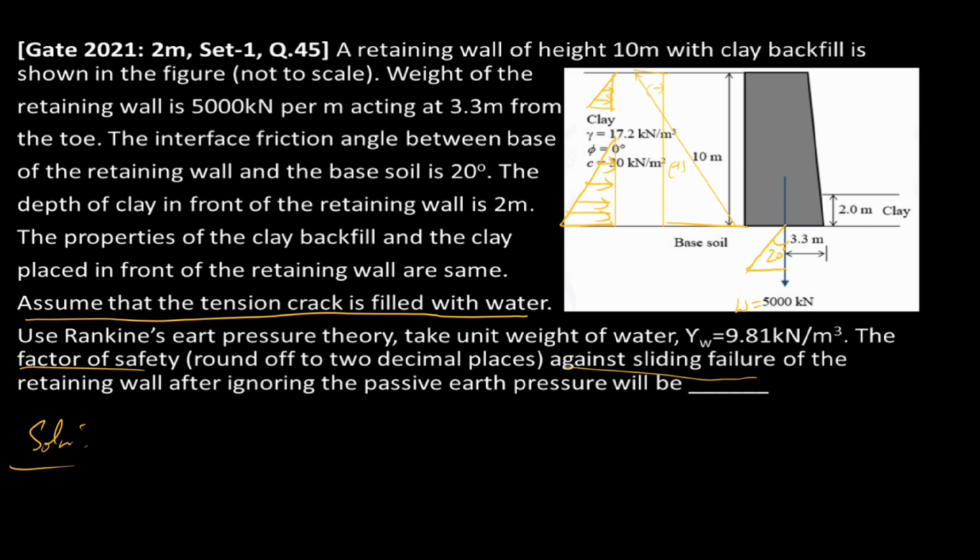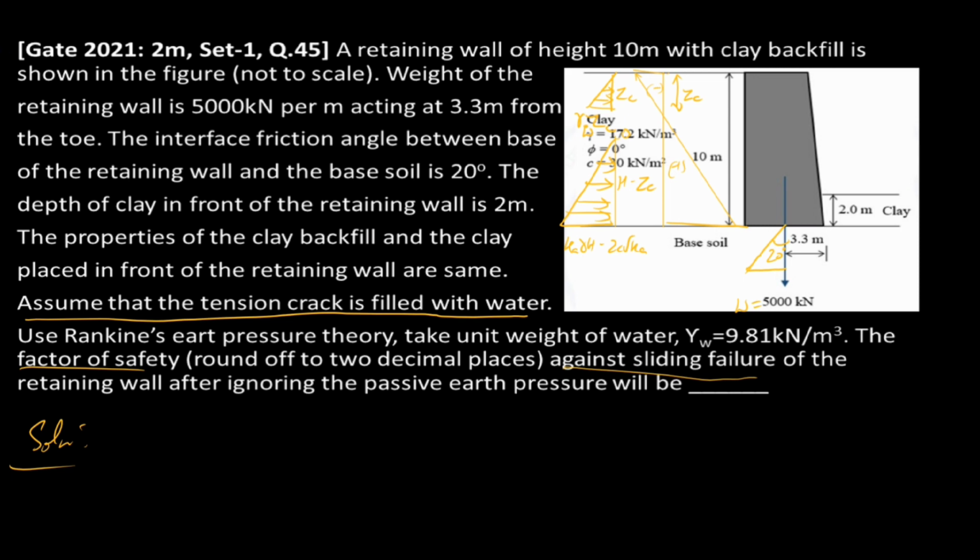The base of this top zone will be gamma w zc, and the height will be zc, because this is the critical depth of failure, right? With consideration of this tension crack, the pressure distribution diagram will be like this, where the active earth pressure at the top will be 0, and at the bottom it will be Ka gamma H minus 2C root Ka. And this height will be H minus Zc, right?